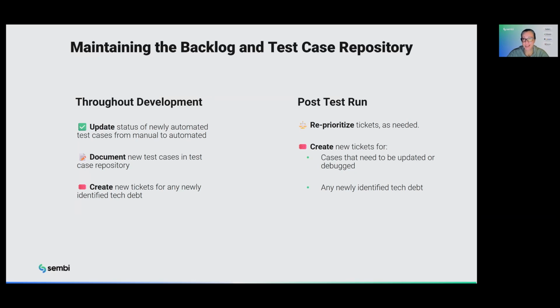Post-test run, we might need to reprioritize our tickets. Maybe some bugs were found, maybe some tech debt is blocking further automation. We'll create new tickets for cases that need to be updated or debugged, and then again, any newly identified tech debt. So constantly monitoring and constantly updating are how we keep ourselves from going underwater again.